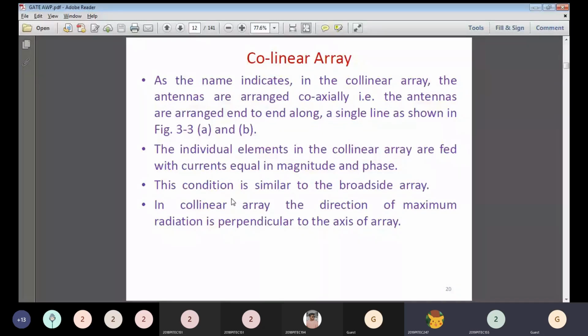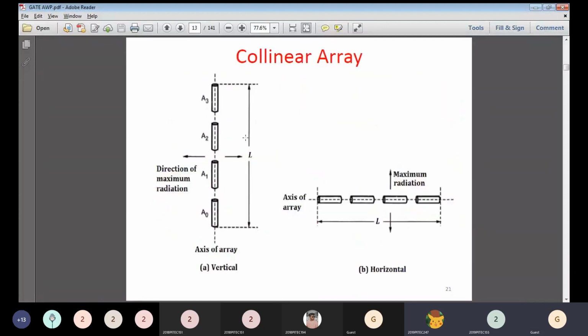Now we will see what is collinear array. As the name indicates, in the collinear array, the antennas are arranged coaxially. Keep this in mind, coaxially. That is, the antennas are arranged end to end along a single line, as shown in figures A and B. This one is a vertical end to end connection, and this one is a horizontal end to end connection.